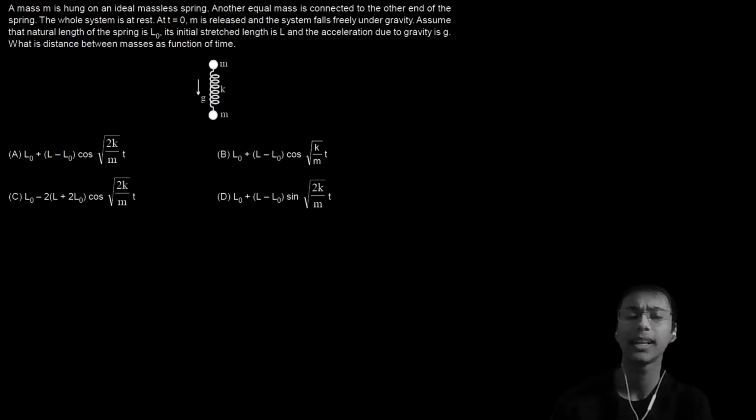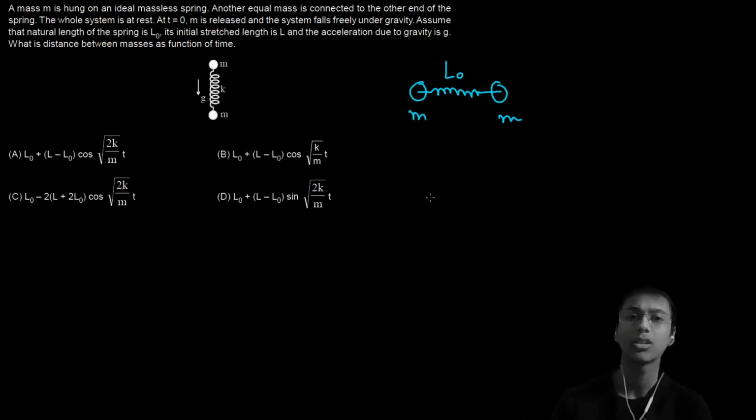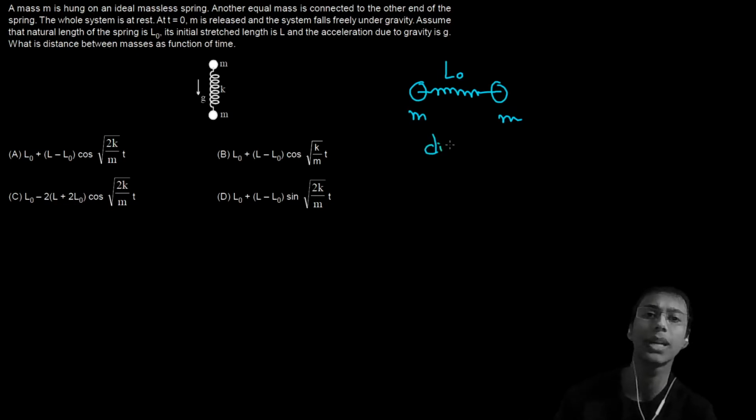Here it is told that there are two small point masses m which are connected to an ideal spring, and the whole system is falling down. What do we have to find out? We have to find out the distance between the two masses as a function of time. Suppose nothing was happening, just two masses are given here, one mass and another mass, with no extension, and the natural length of the spring is L0. That means their distance would always be L0.